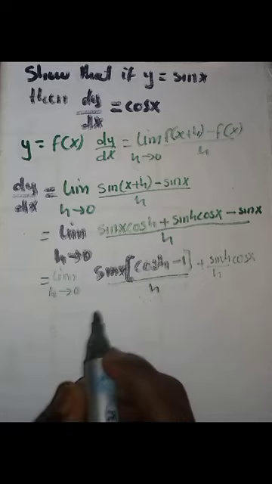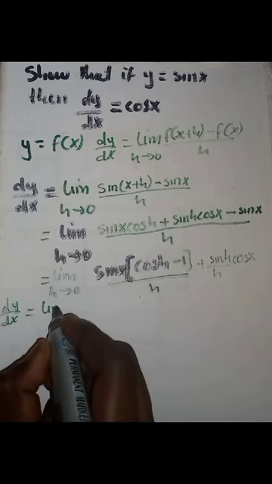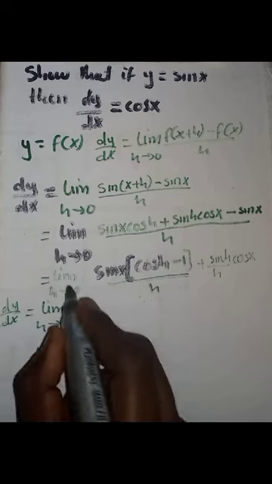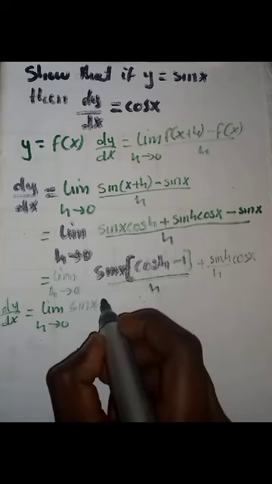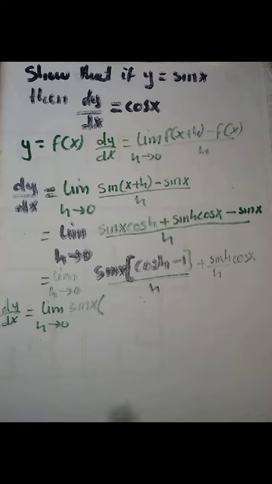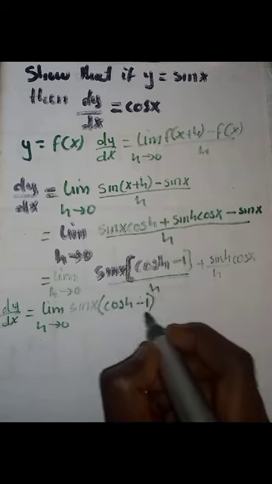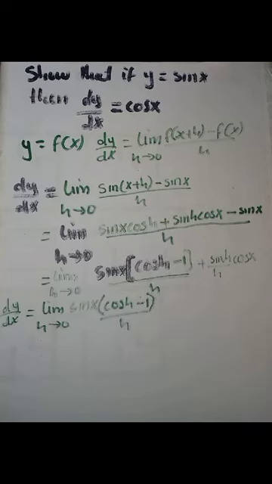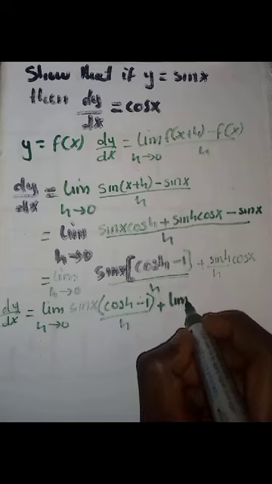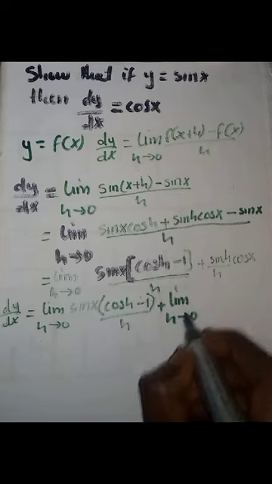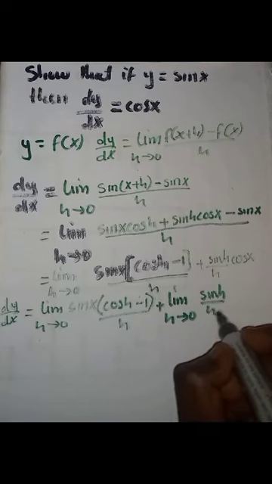So this is what I have, and now I'm going to split this into two limits. So I'll write that I have my dy by dx to be the same as the limit as h goes to 0 of sine of x times the bracket cosine of h minus 1, all that over h, plus the limit as h goes to 0 of sine of h over h, times the cosine of x.